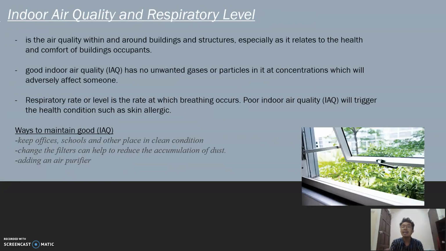So, proceeding on, air quality and respiratory level. Indoor air quality is important because the air quality in and around the building and structure is related to the health and comfort of the building occupants, the employees basically. Good indoor air quality has no unwanted gases such as carbon dioxide or particles such as dust in a concentration which will adversely affect someone. This would also affect their health condition if not taken into account.